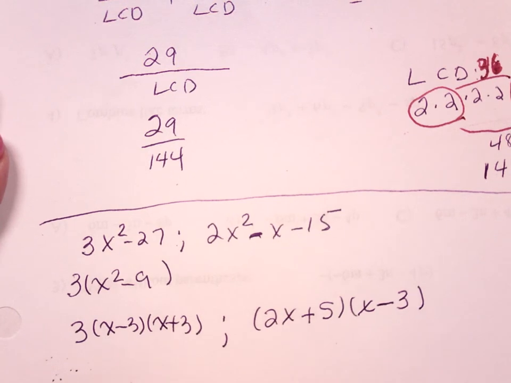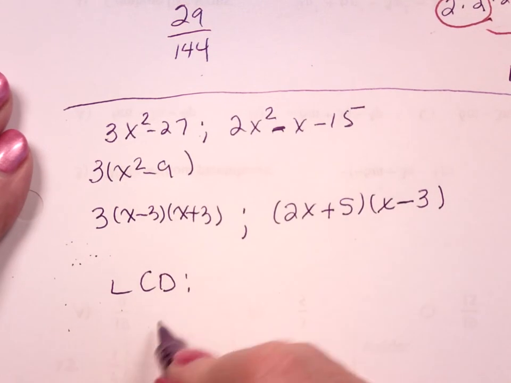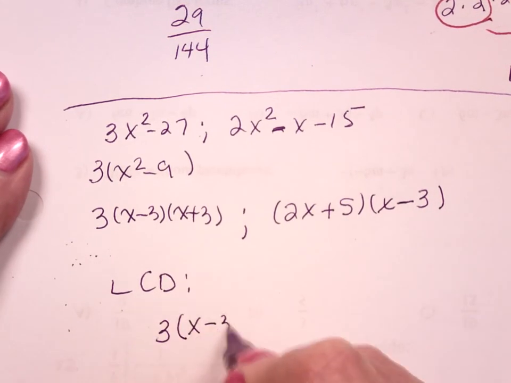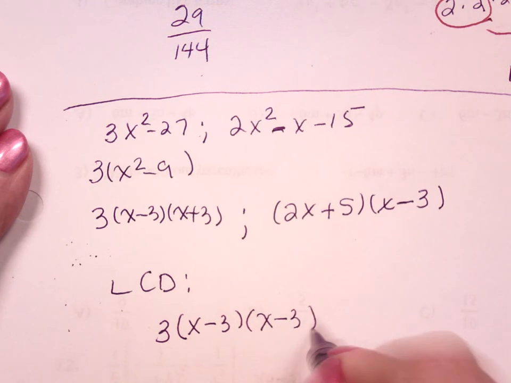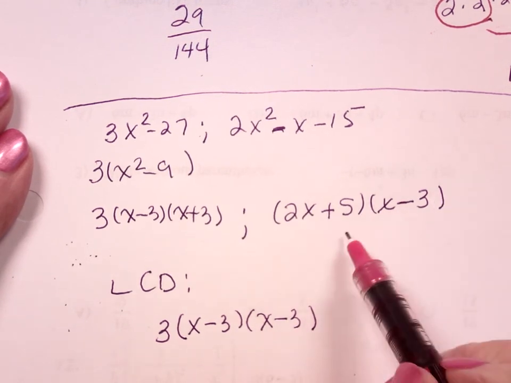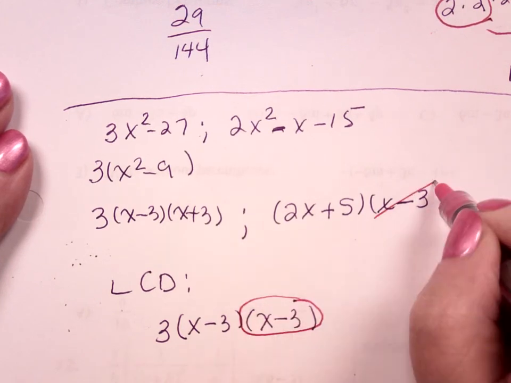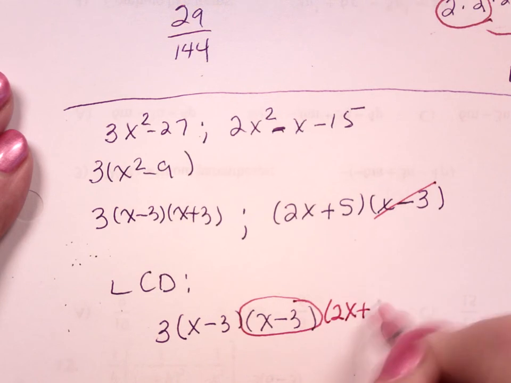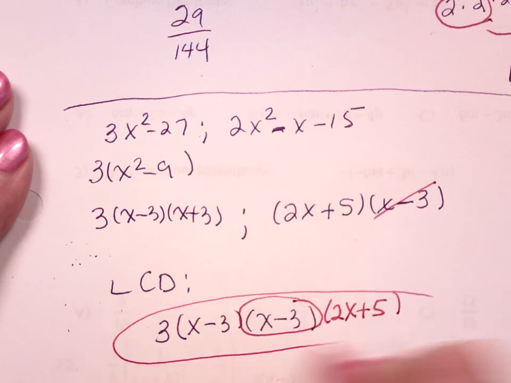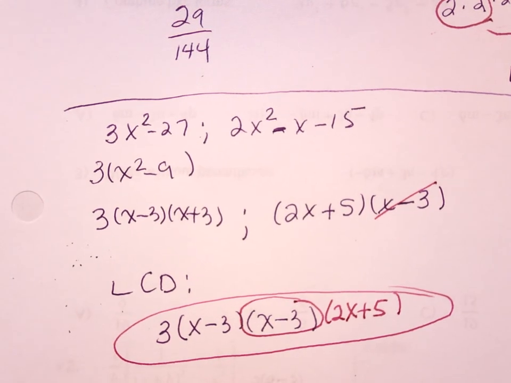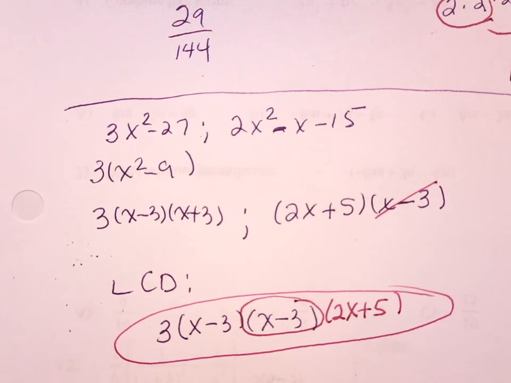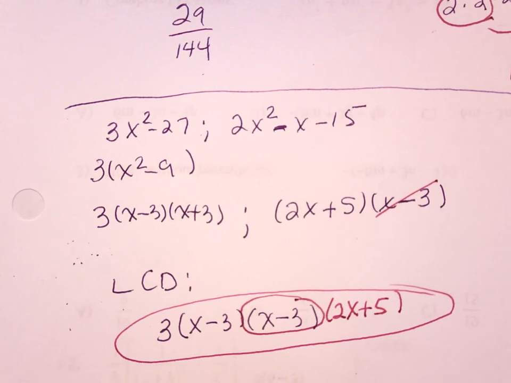So in this instance, the LCD, I'll build it. I dump somebody into the pot, and this is the first one. Now I need a 2x plus 5 and an x minus 3. I already have an x minus 3. What I need is the 2x plus 5. So in this particular instance, that whole thing would be the least or lowest common denominator of a fraction. So you build it so that the two denominators will have the same thing.